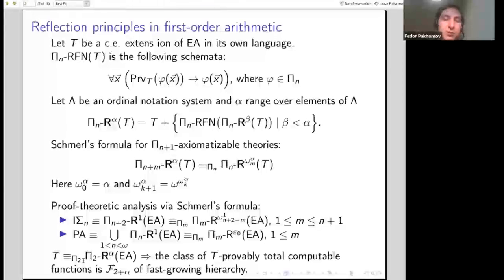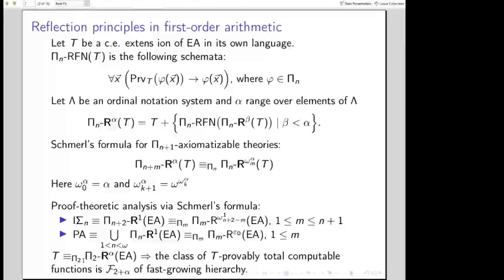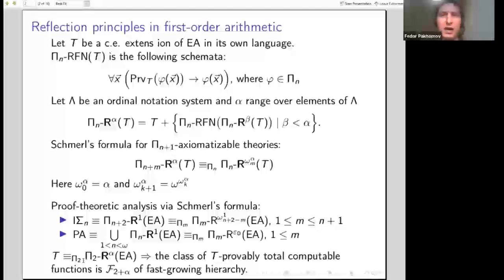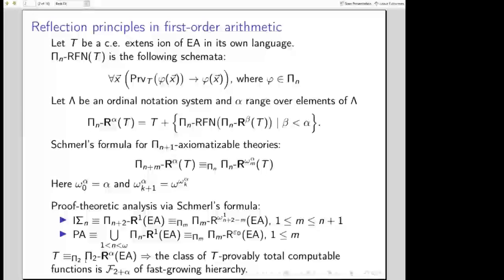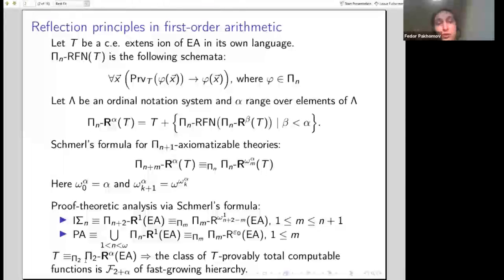And basically, this is a really easy proof. I think this observation has been made by Lev, so that it's possible to do it this way. And then one just needs to apply the required Schmerl formula and obtain a characterization of the Π_2 consequences of the theory in terms of this iterated reflection, and this will give you a characterization of provably total computable functions.